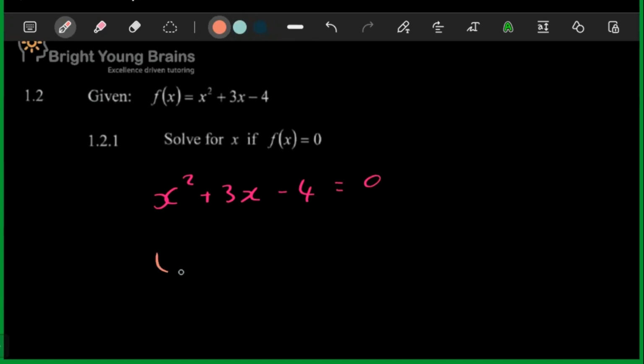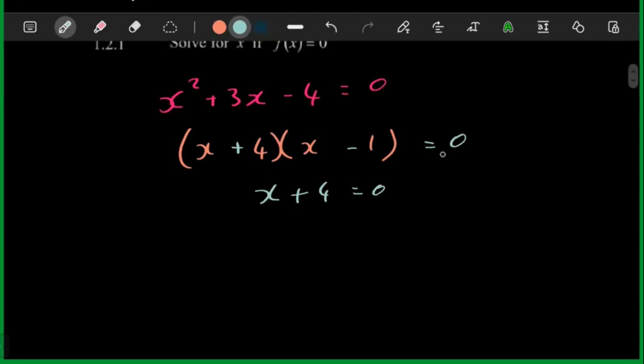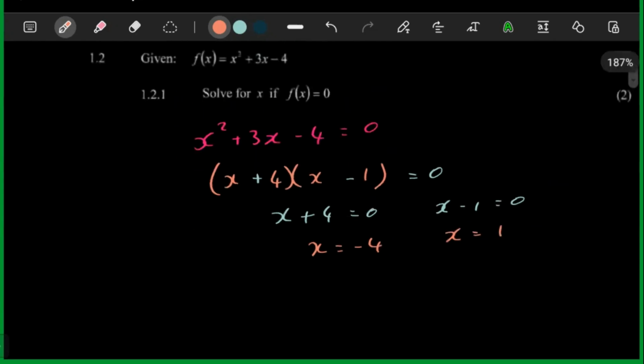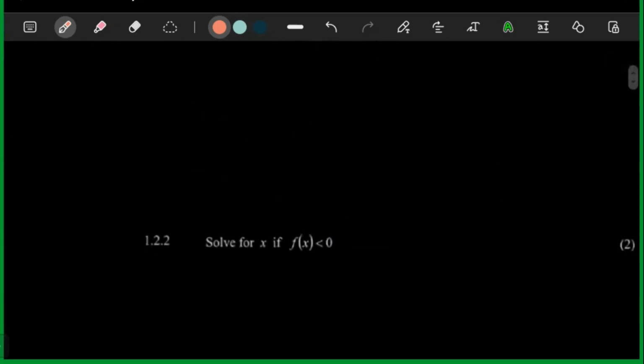Factors of 4 that give a 3, it's like 4 and 1. And then you have here positive 3, right? You're going to have to say positive 4 minus 1. So you're going to say x plus 4 is equal to 0. That's your first option. x minus 1 is equal to 0. That's your second option. Here, the 4 is going to go over, that's minus 4. The 1 is going to go over, that's a plus 1.